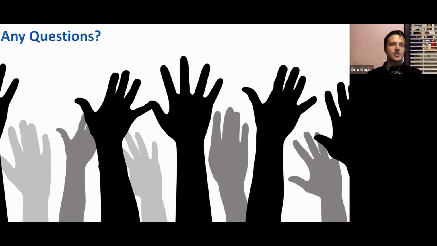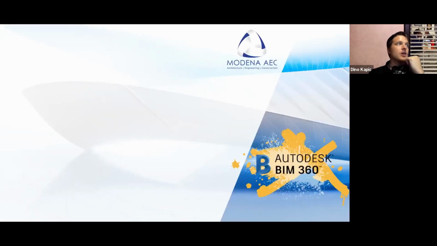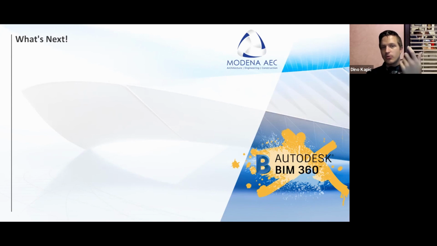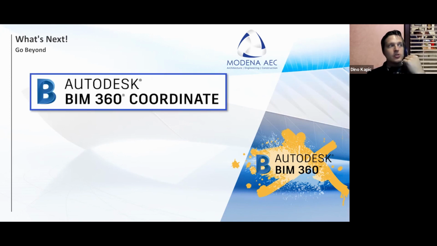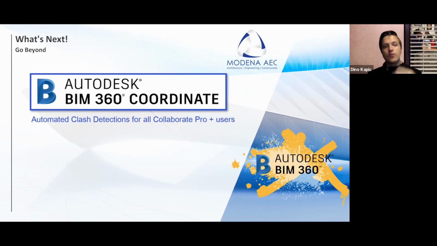All right. So with that in mind, when it comes to BIM 360, guys, there's a lot more to look out for with our webinars. So what is next? That's always a general question. What is next? Go beyond just designing. With BIM 360 Coordinate, you can automate clash detection for all Collaborate Pro users. So this means not only are you utilizing cloud work sharing, now you are utilizing a cloud clash detection module as well to help you identify any problematic key areas in your model.